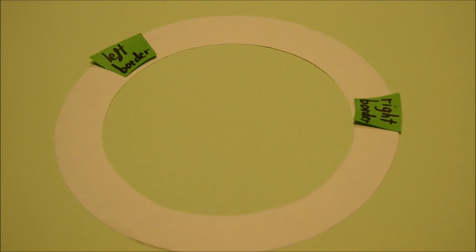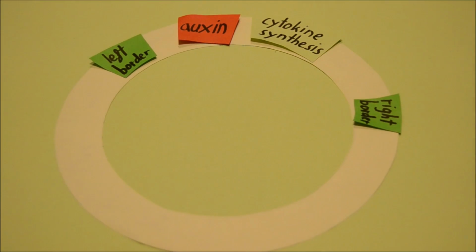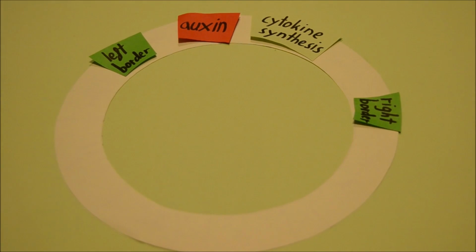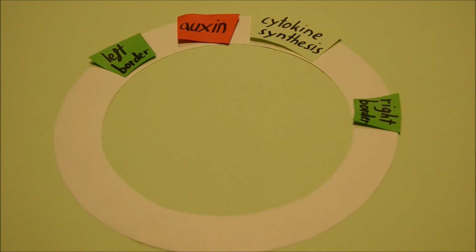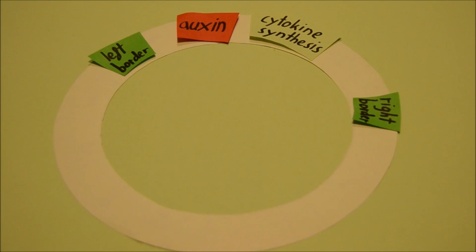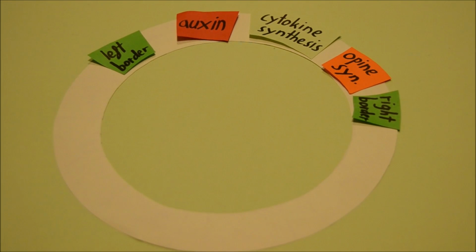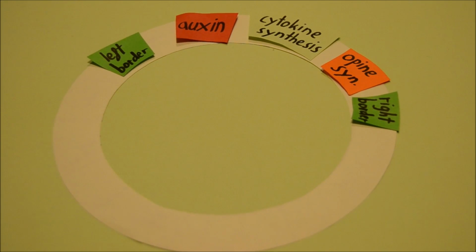Normally in this part are auxin and cytokinin. These two hormones are phytohormones and they are the reason for uncontrolled cell division. Next to it is the opine synthesis. Opines are produced by the plant after the transformation for the bacteria, and are the main nutrient for the bacteria.